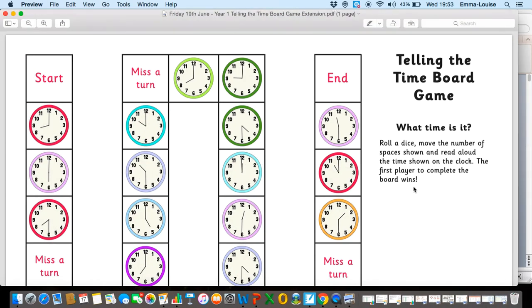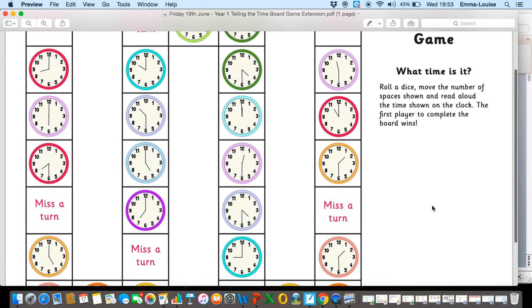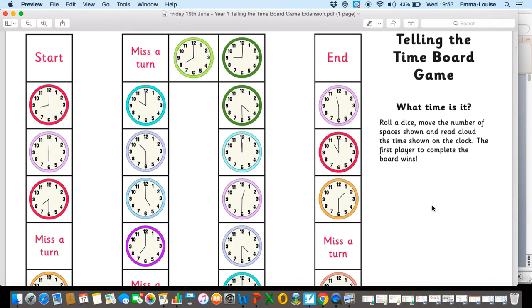If you'd like a fun way to practice telling the time, here is a board game that you could print or even remake yourself at home. Rolling a dice and practicing reading the times that you land on. There's a mixture of o'clock times and half past times to really challenge you here.